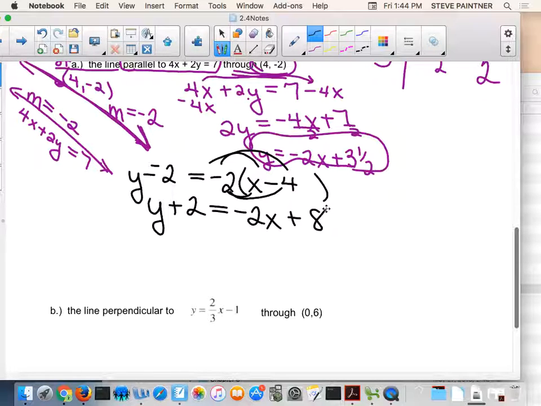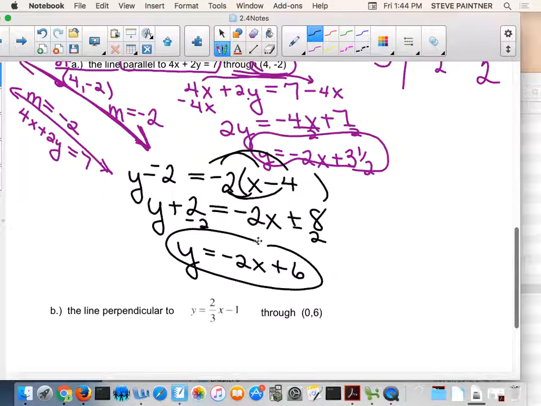Get the y by itself. Subtract 2. Y equals what? Negative 2x plus 6. Okay. There it is. Now remember what the problem said? It said write the equation of this line, not this one, this one. So this answer goes with this line. That's the answer. You were only solving for y to steal the slope. That's all you did that for.